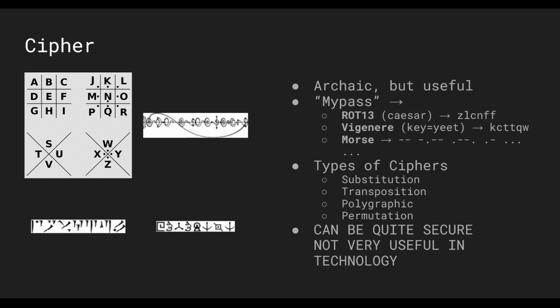One historically complex example would be the Enigma code, which was developed by the Nazis in World War II, which was notoriously difficult to decrypt, and there's an entire movie about decrypting it, which is really cool.